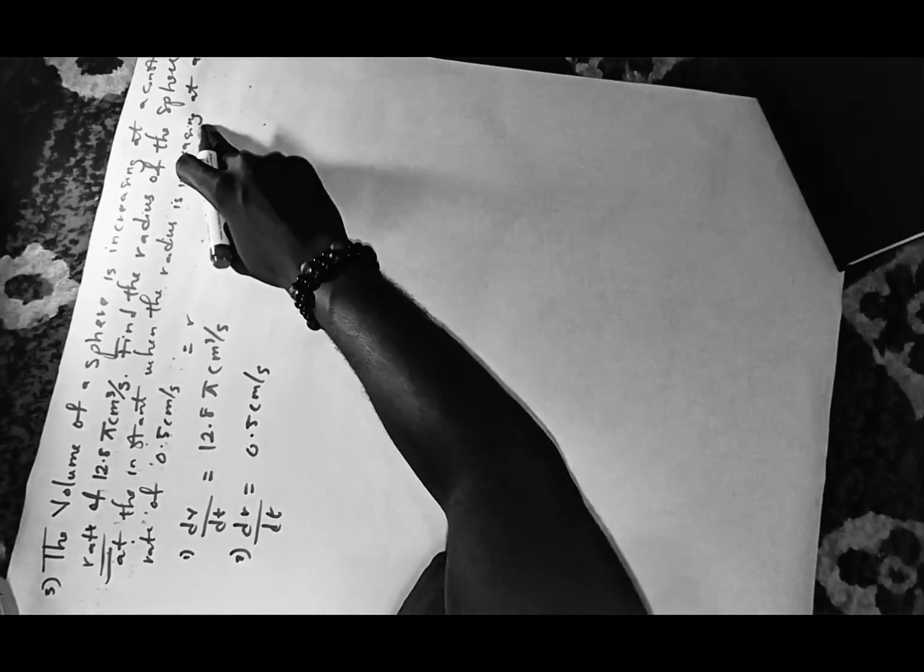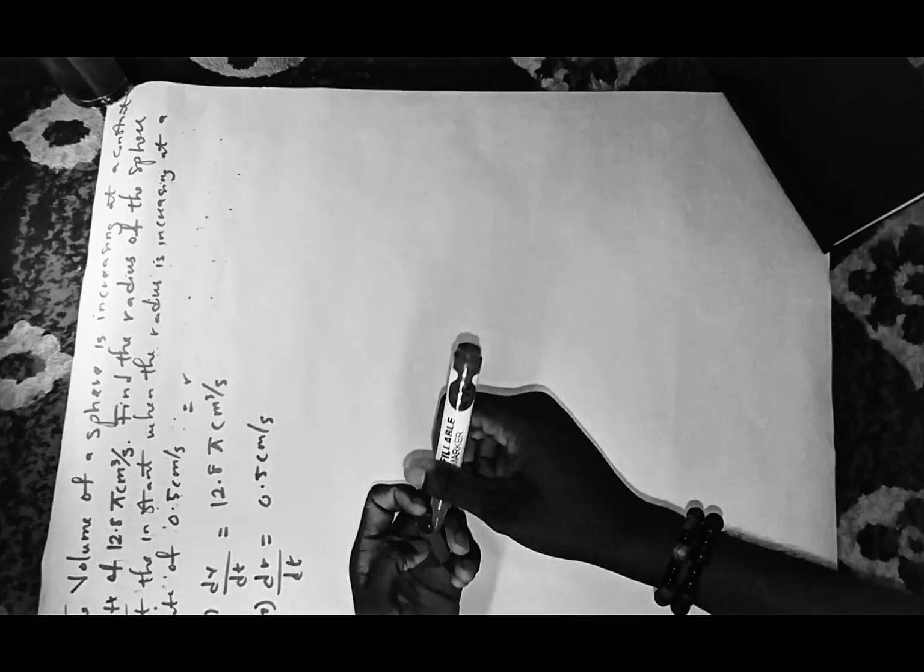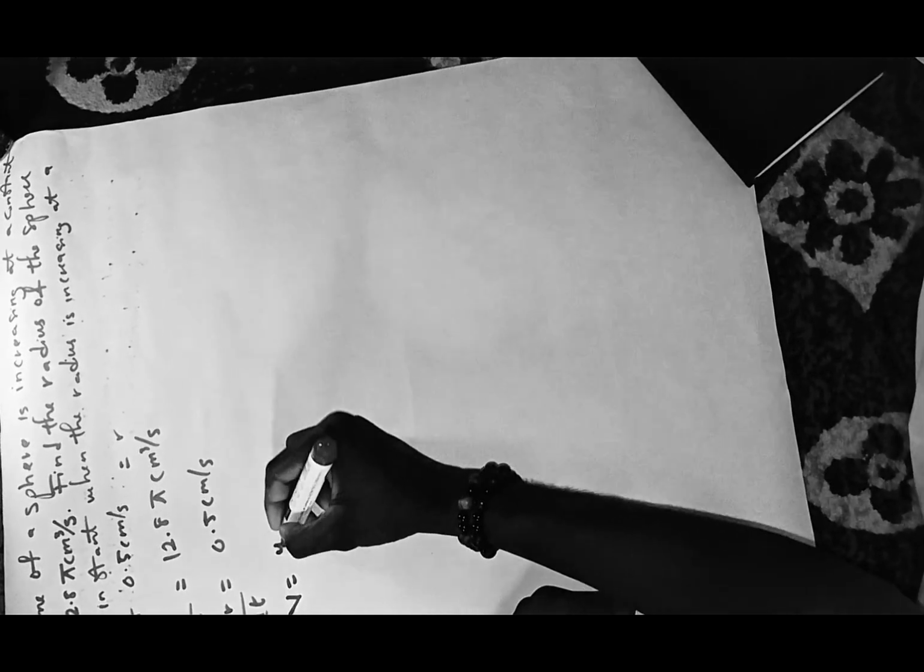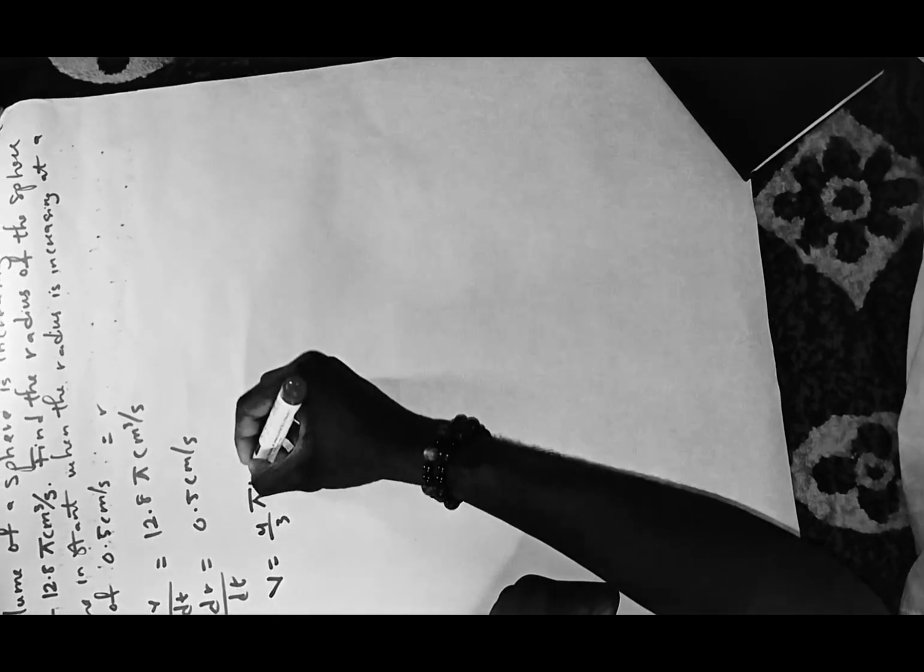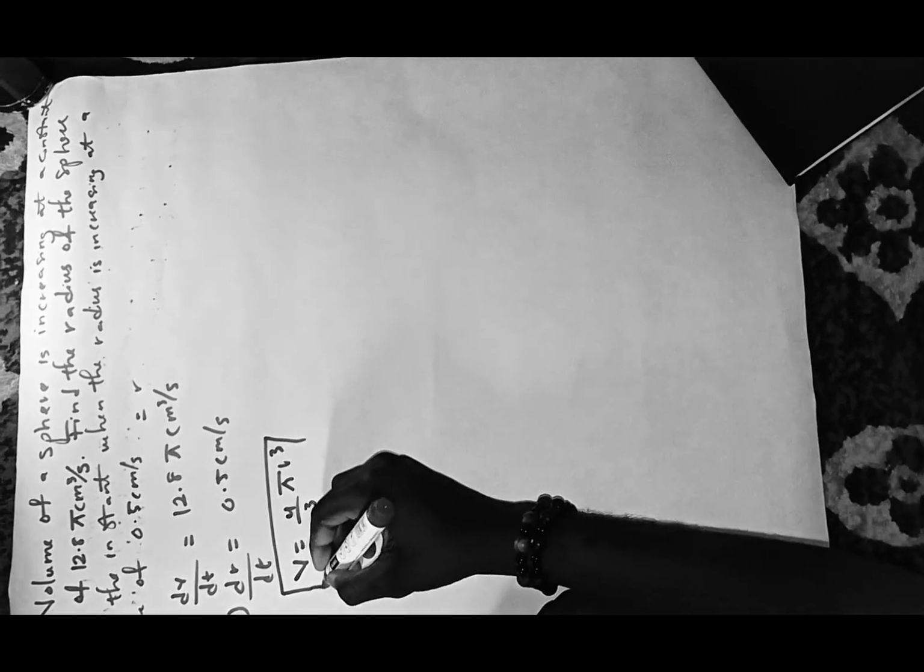So we're basically looking for the radius of the sphere at the instant when the radius is increasing at that rate, right? So what we need to do now is to establish the volume of the sphere. The formula for the volume of a sphere is 4 over 3 pi r cube, right? This is the formula for the volume of the sphere.